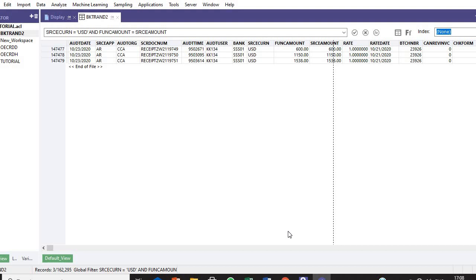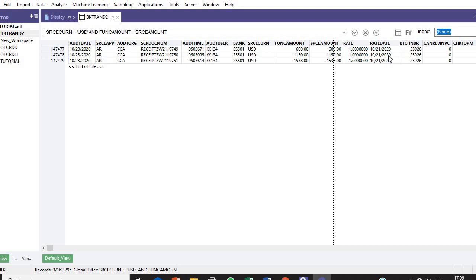Yes, we do have transactions, 3 transactions where the source currency amount and the functional currency amount are the same. And like I said, the exchange rate used is 1, and this is not correct. From my knowledge of the exchange rates in Zimbabwe at this date, 21 October, the rate was around 81 Zim dollars to 1 USD. So this 600 was supposed to be converted at 81 point something.